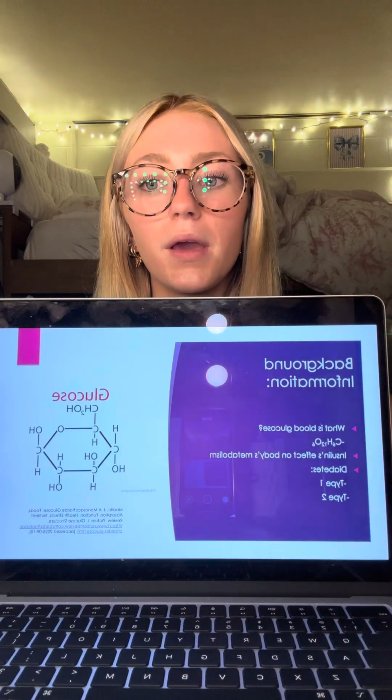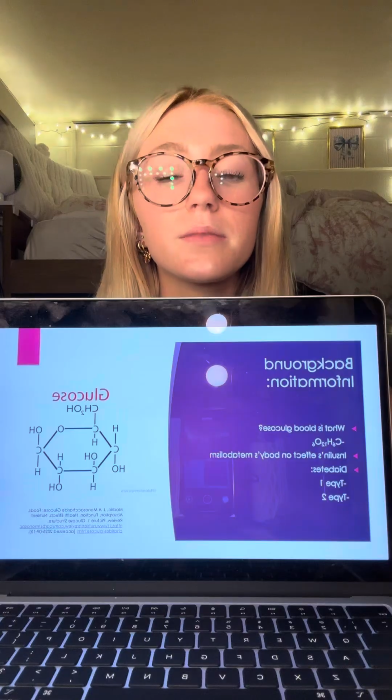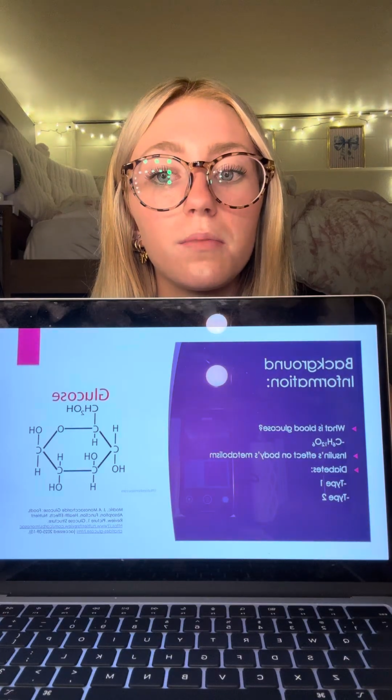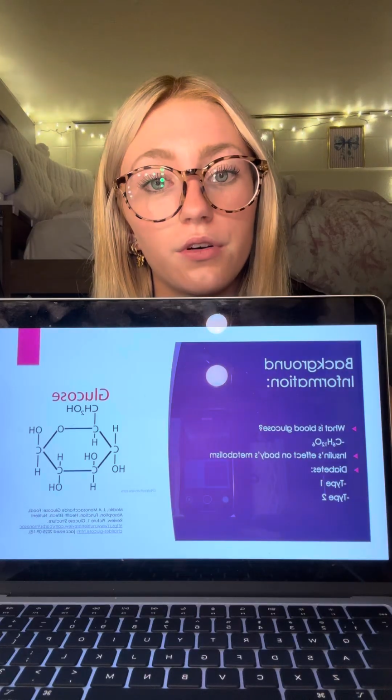In type 1, the pancreas makes little to no insulin secretion, leading to high blood sugar. This can be rapid onset and lead to immediate treatment with insulin. Most of the time this is diagnosed before the age of 30.